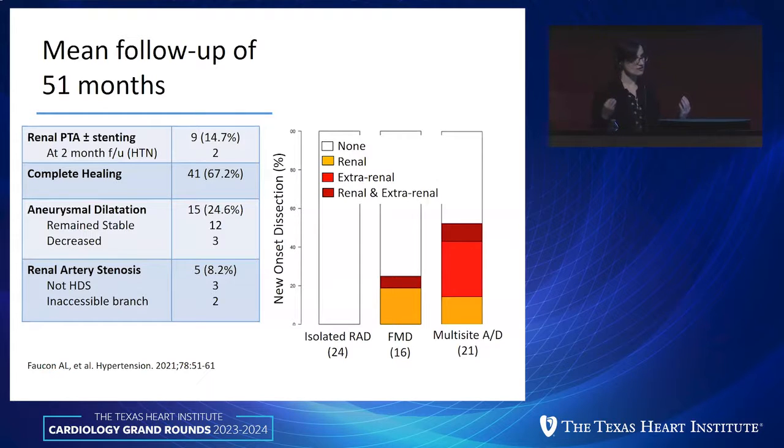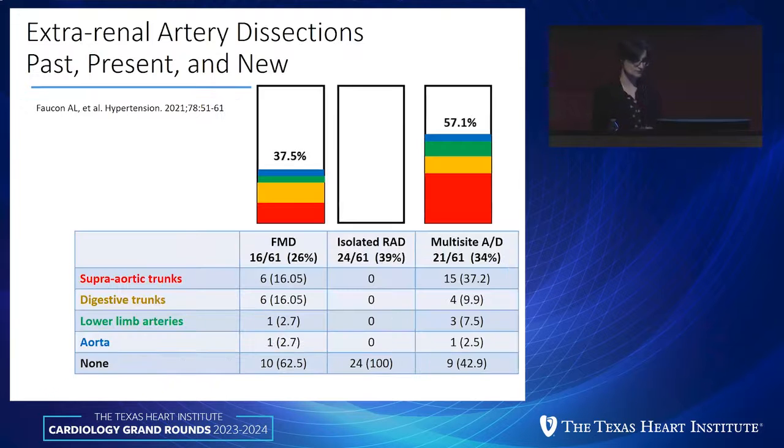So by screening, we may be identifying a higher risk population, and it may help us with the prognostication and management of these patients. As is pretty common for most dissection patients, the majority had complete healing with just conservative management. Some had some aneurysmal dilatation, but the majority remained stable and did not require intervention. So most of the dissection patients generally do well if you just leave them alone.